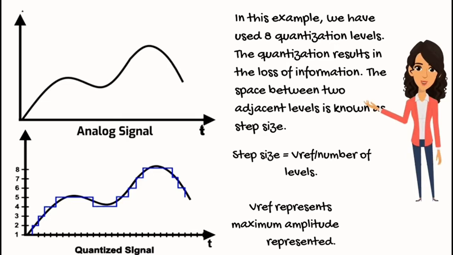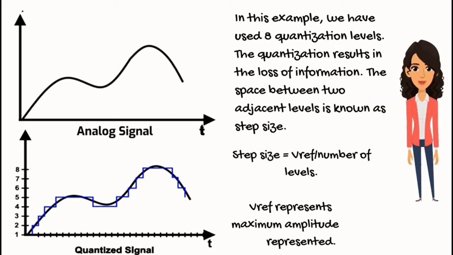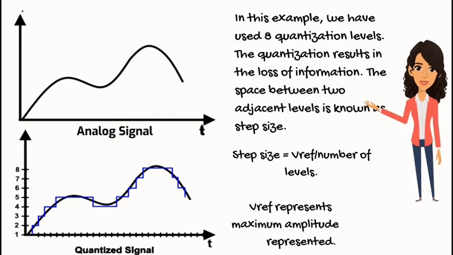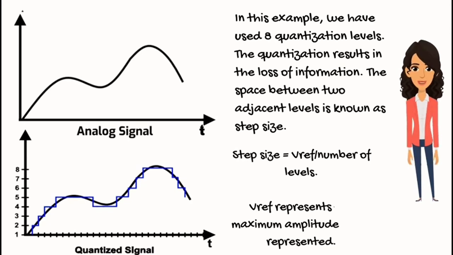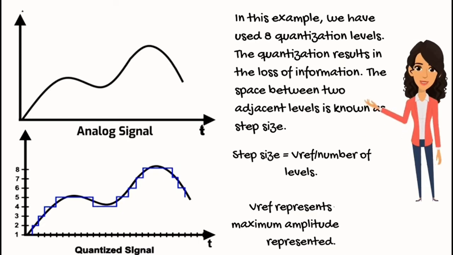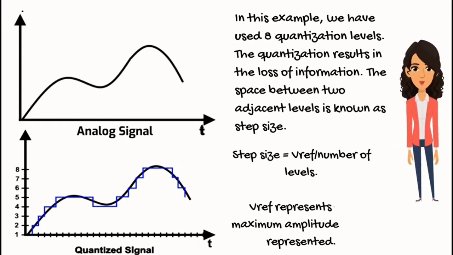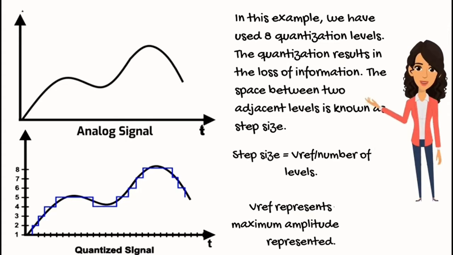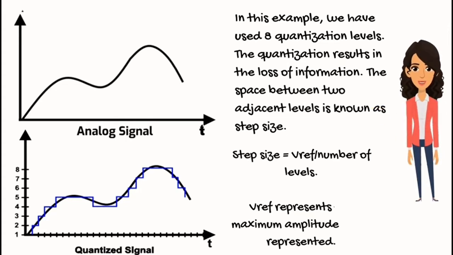The space between two adjacent levels is known as step size, and its formula can be given as step size equals V reference by number of levels, where V reference represents the maximum amplitude being represented. If the step size is larger, then the quantization error will be high. In other words, the loss of information goes higher as the step size gets bigger.